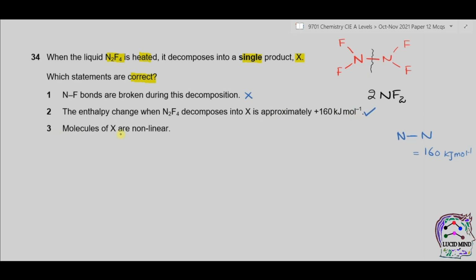Number 3, molecules of X are non-linear. The molecule of X is NF2. Nitrogen has lone pair of electrons. And we have 2 fluorine atoms. So due to the presence of lone pair, the structure will be bent, it will not be linear. As option 2 and 3 are correct, therefore answer is C.